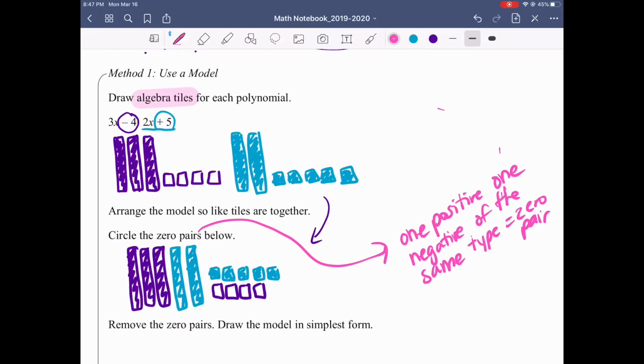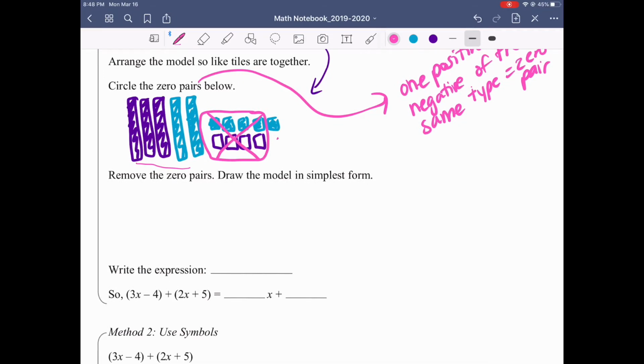Okay, in our x's first, are there any 0 pairs? Well, no, because they're all positive, so there are no negatives to cancel out. So there are no 0 pairs here. But if we look at our 1 tiles, are there 0 pairs? Yes, we have 4 negatives and 4 positives that can cancel them out. So we are going to circle the 0 pairs, these ones right here, and cancel them out, which leaves us with just 1 positive 1 tile. It says remove the 0 pairs and then draw the model in simplest form.